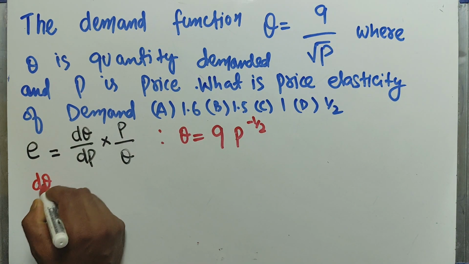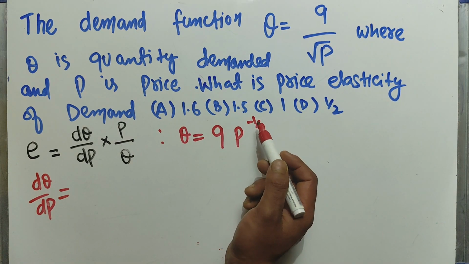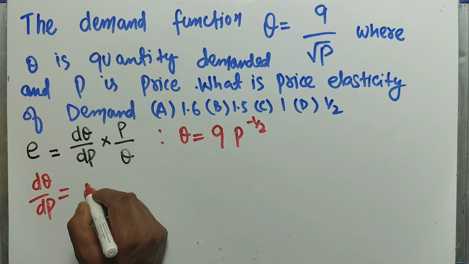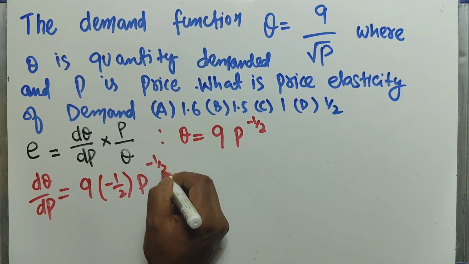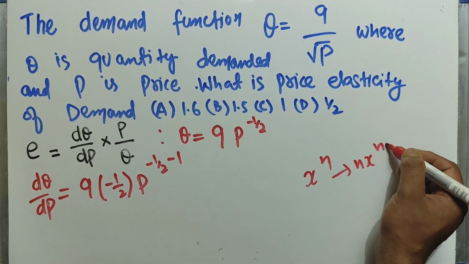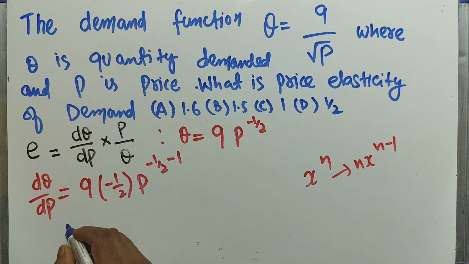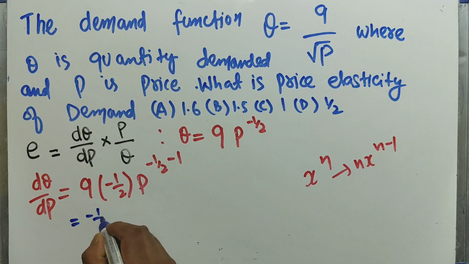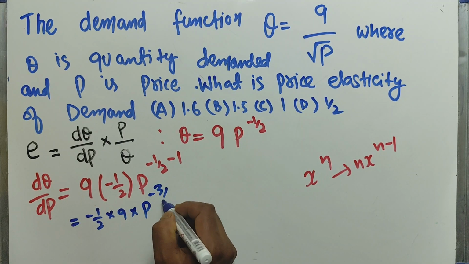Its derivative, that is dq upon dp. So we need to differentiate this function with respect to price. The exponent of p becomes the coefficient, so we have 9 times minus 1 upon 2 p raised power minus 1 upon 2 minus 1. By the power function rule, the derivative of x raised power n is n times x raised power n minus 1. The exponent becomes the coefficient and the exponent is reduced by 1. Simple rule. Okay, this is our dq upon dp, which is equal to minus 1 upon 2 into 9 into p raised power minus 3 upon 2.